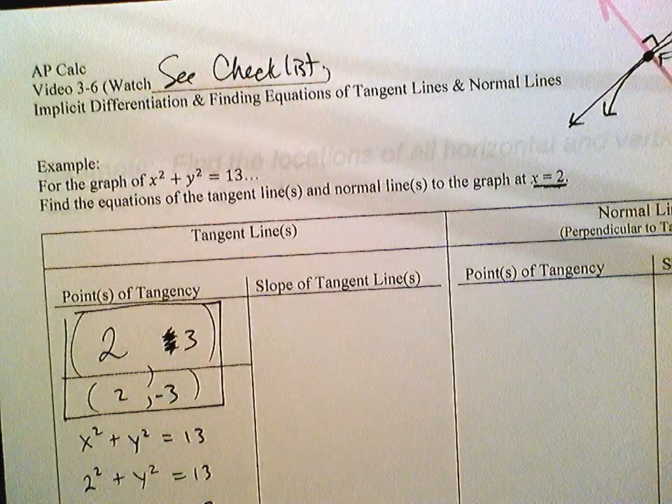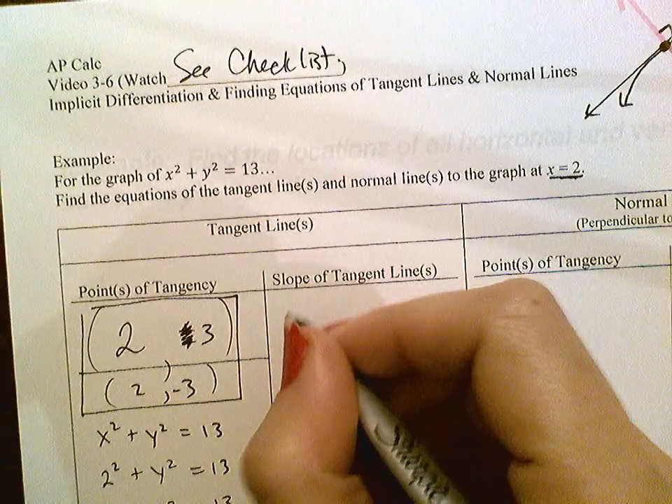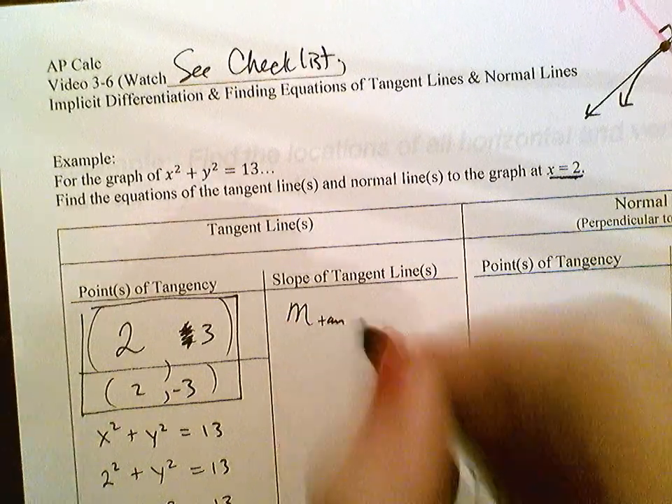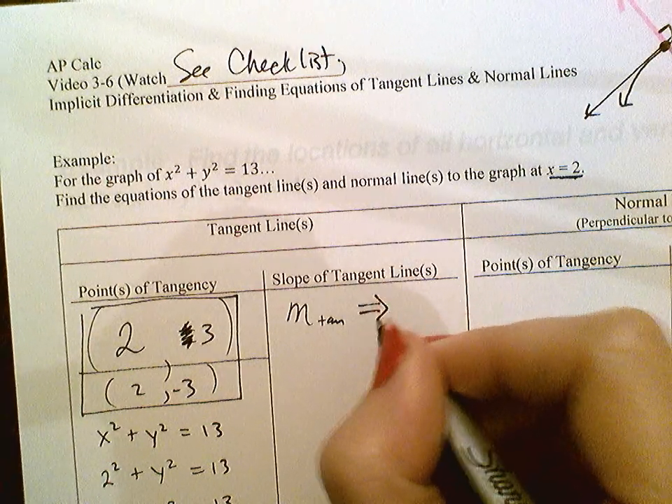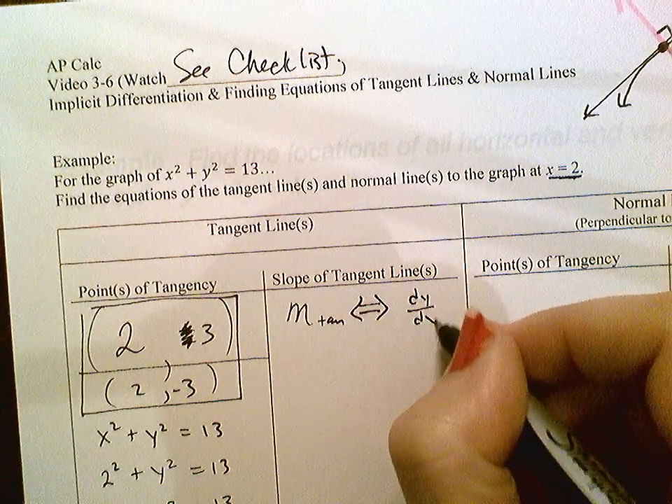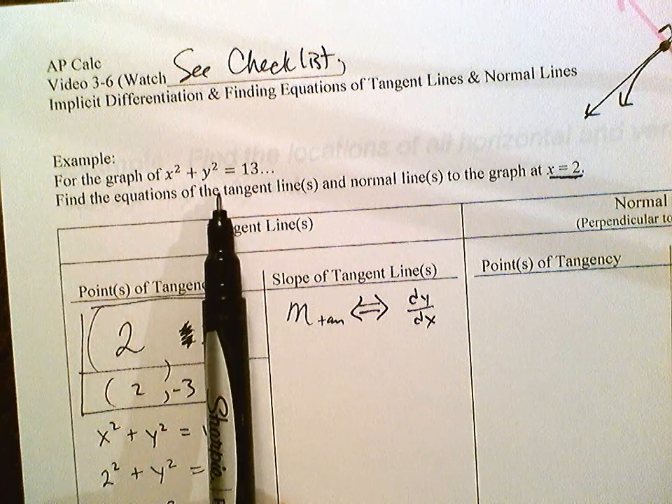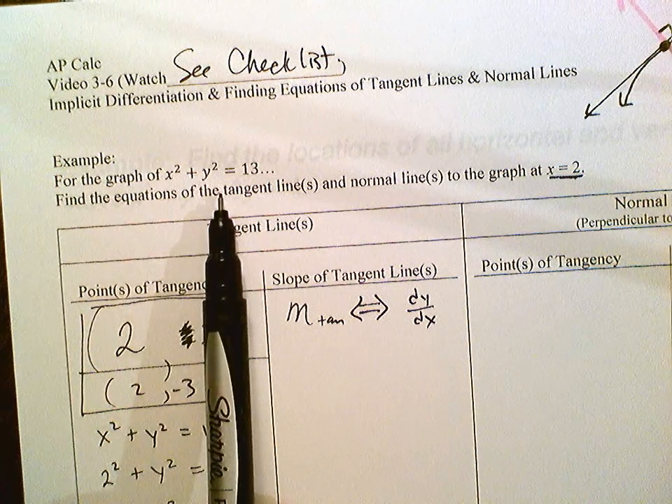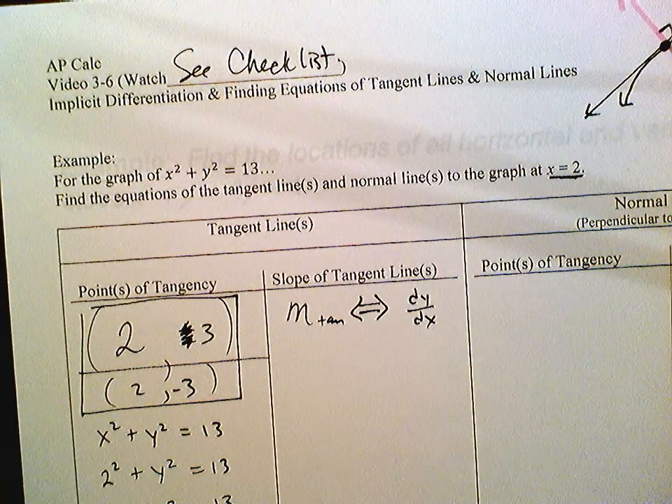Speaking of slope, how are we going to get the slope? In calculus, whenever you hear the word slope, you've got to think derivative, all right? So you need to know that the slope of the tangent line is the same as y prime, or I'll say dy dx, because we're going to have to do implicit differentiation because y is not solved for. Y prime or dy dx is going to be the derivative, and that'll give us the slope at any point we want.